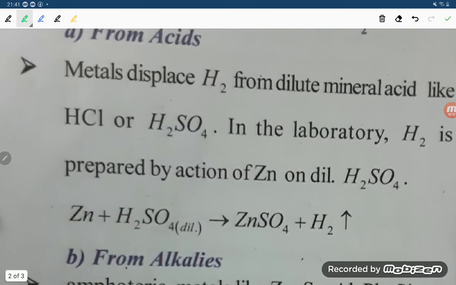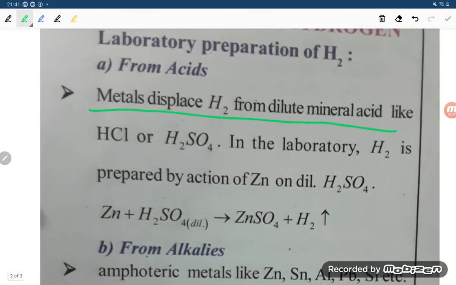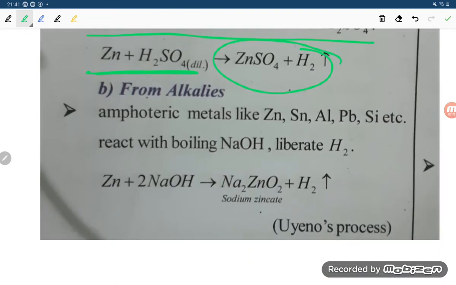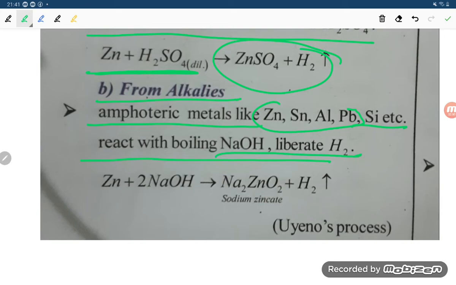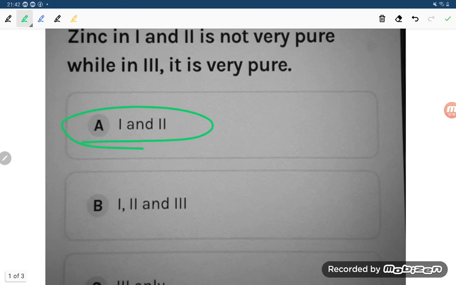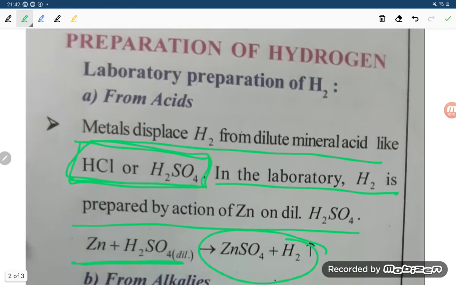Here you see, a metal displaces H2 from dilute mineral acid like HCl or H2SO4. In the laboratory, H2 is prepared by the action of zinc with dilute H2SO4, giving ZnSO4 plus H2. From alkalis, amphoteric metals like zinc, Sn, Al, Pb, Si, etc. react with boiling NaOH and give H2. Zinc with NaOH gives sodium zincate plus H2. These options are not there, only this one is. So the required option is option number 1.